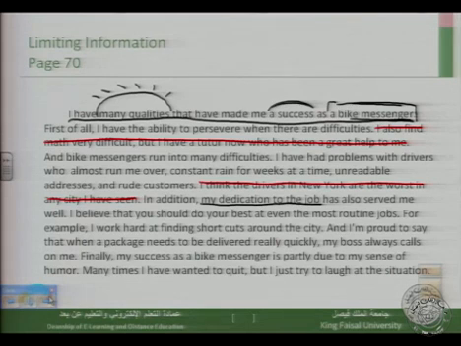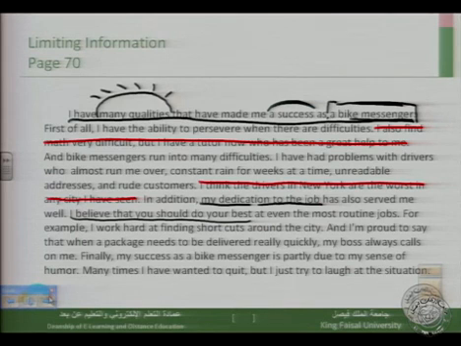So here also this sentence is relevant because he speaks about what he believes and what he really does. Okay, so he says, I believe that you should do your best, at even the most routine jobs. This should be written in black so that you don't confuse the relevant sentences with the irrelevant ones. So here he says, I believe that you should do your best. It means that you should work hard in order to achieve success.